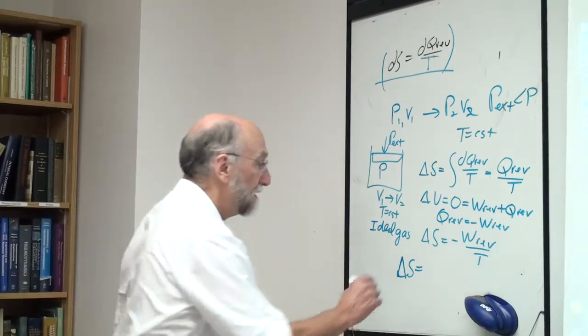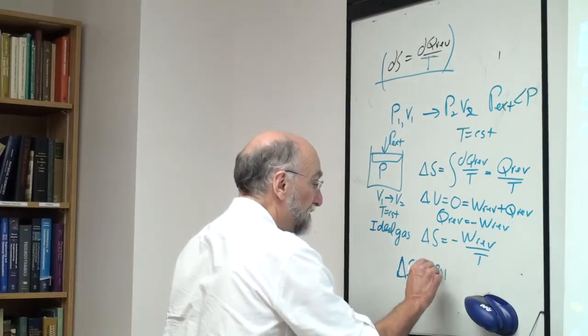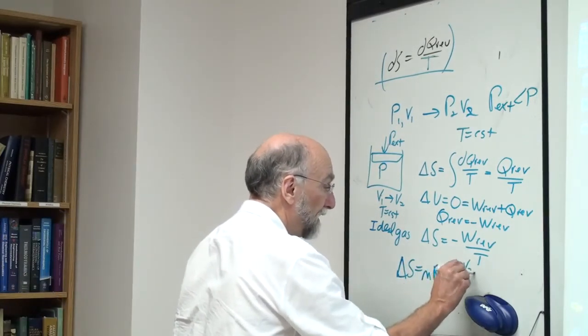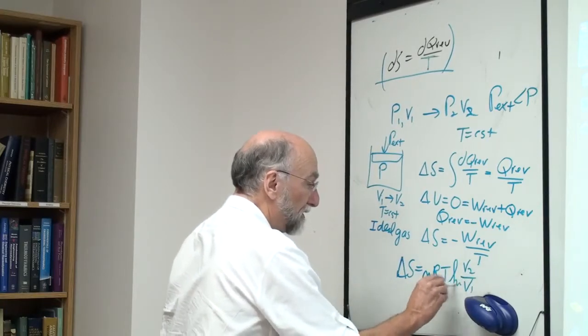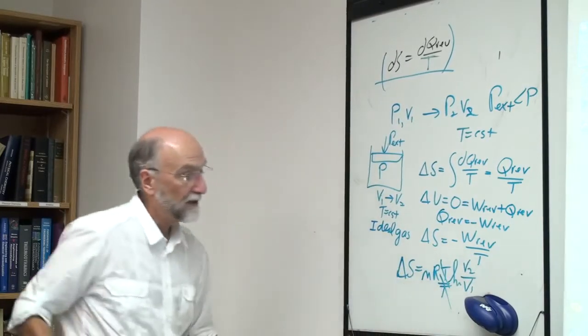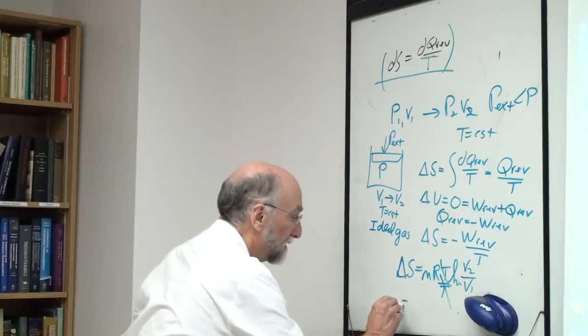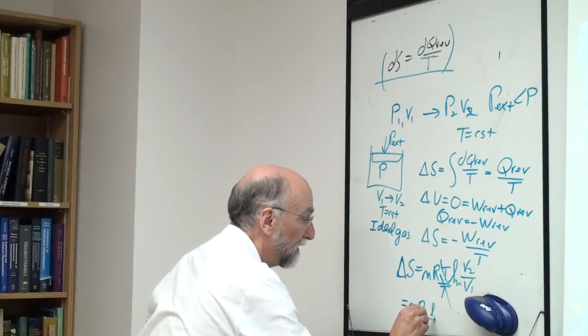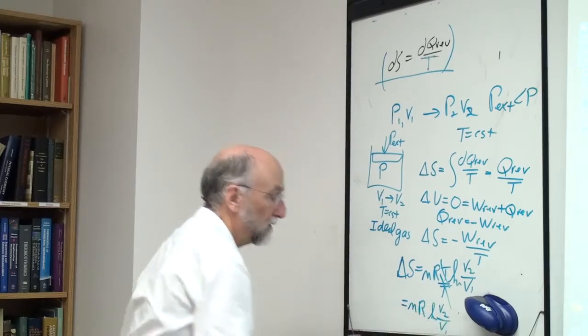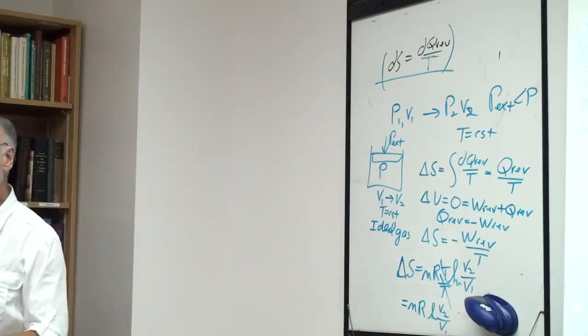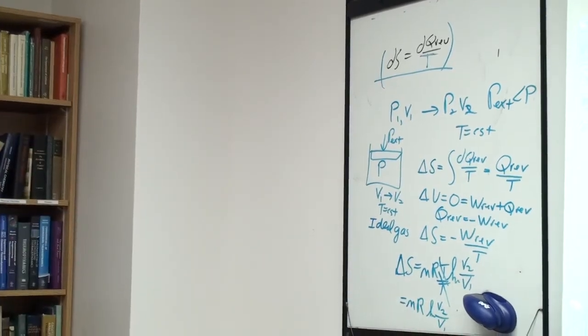So putting that in here, I end up with delta S equals, and make sure I don't make a mistake, nRT log V final over V initial divided by T, and the T's cancel. So delta S then is nR log V2 over V1. So that is the entropy change for expanding the ideal gas.